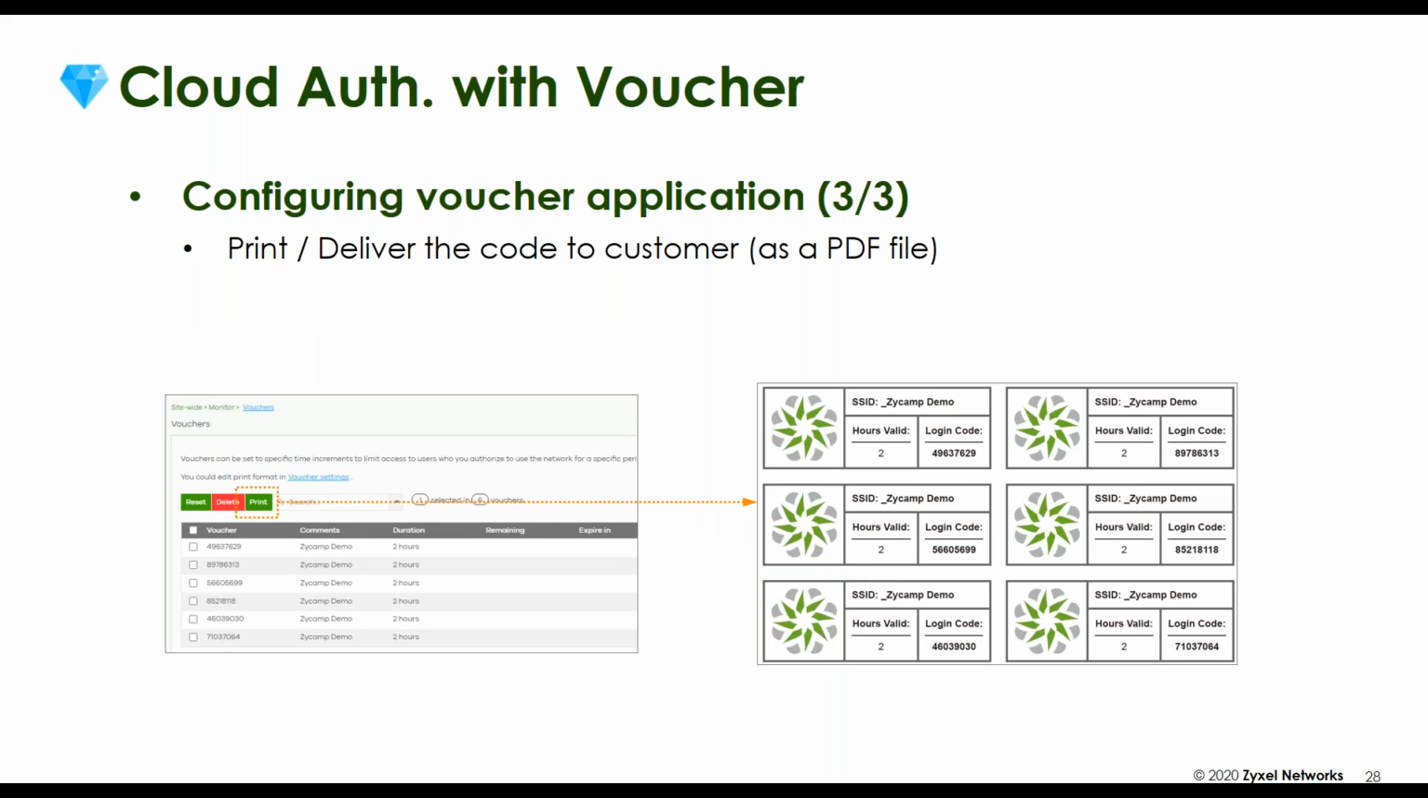So just a little look at what it looks like. You can add your own logos onto it. You can specify what the SSID name is, how many hours it's valid for, and what your login code is, so the voucher code as such. And then you can print and deliver the code, either print it out physically and give it to them, or send it as a PDF file.